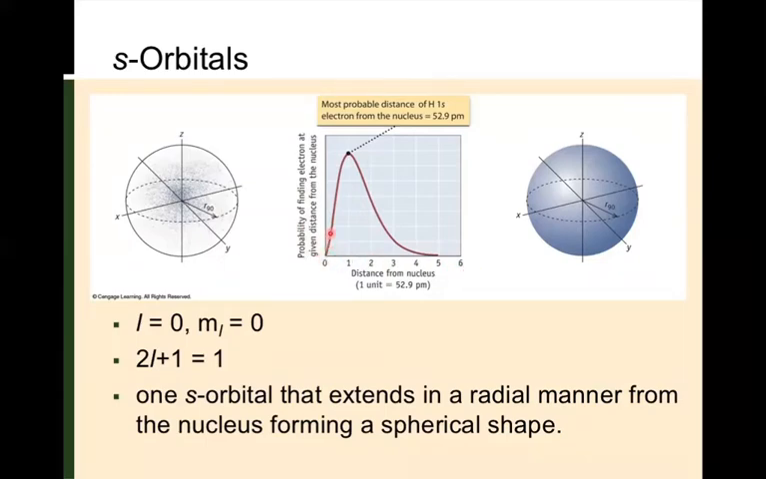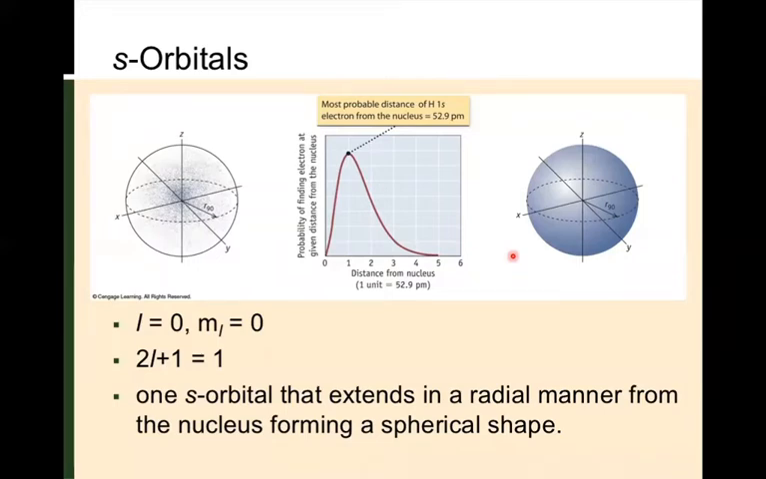Initially it's quite low because the available space is limited, and then we reach a maximum reasonably close to the nucleus, but not too far away. The most probable distance of the hydrogen 1s electron from the nucleus is 52.9 picometers. It rises to a maximum and then decreases as we go towards infinity, so eventually the electron is no longer found near the nucleus. It is attracted to the nucleus.